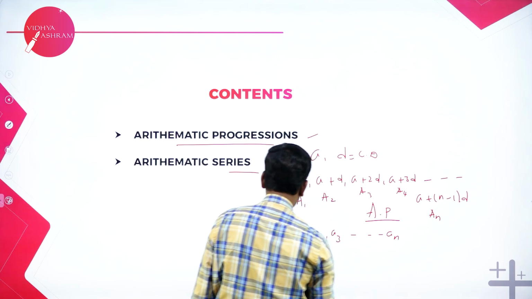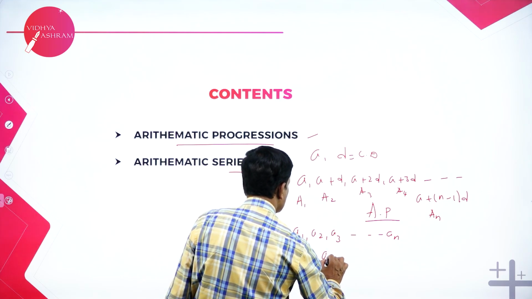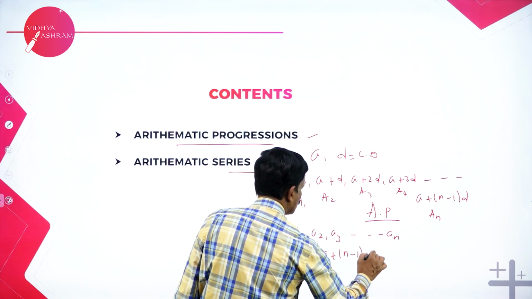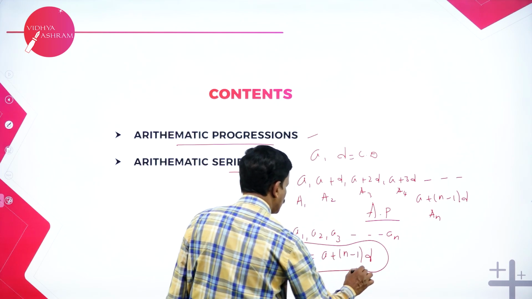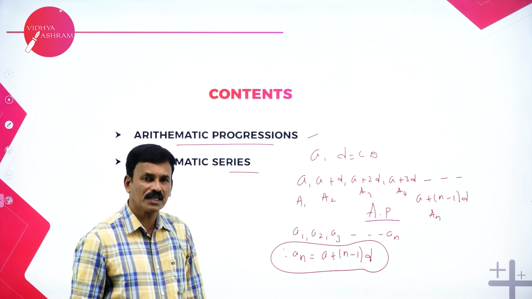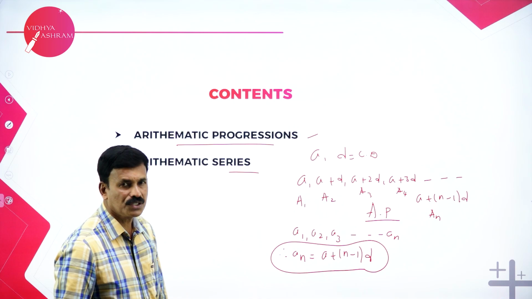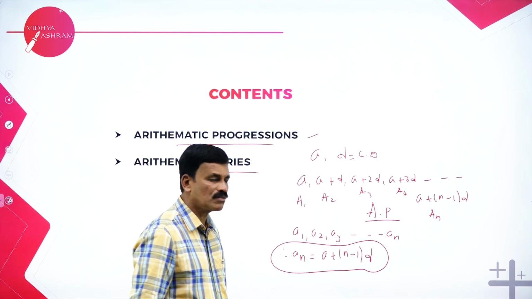So what is the nth term? Therefore, the nth term of an AP, An, is equal to A plus n minus 1 into D. This is a very important formula used to find the nth term of an AP. The nth term of an arithmetic progression is given by An is equal to A plus n minus 1 into D. A is the first term and D is the common difference.